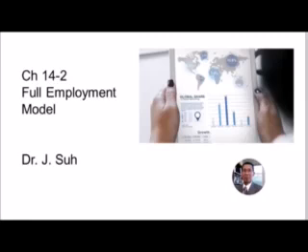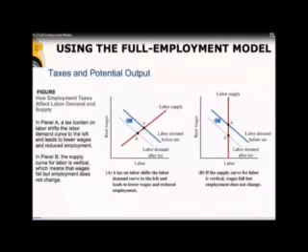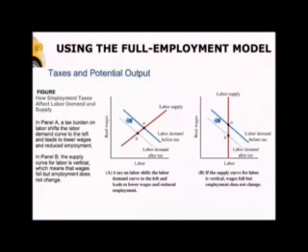Now let's use our full employment model to answer some questions. For example, what happens if we have taxes? What happens to potential output? Now let's suppose we're going to institute something called a labor tax. Right? And that tax is going to be a tax paid by firms when they hire labor. Now what we would expect to happen is, since the cost of labor is rising, we're going to have a decrease in labor demand. And we'd go from an equilibrium at point A down to point B with less labor being used. How does that affect potential output?